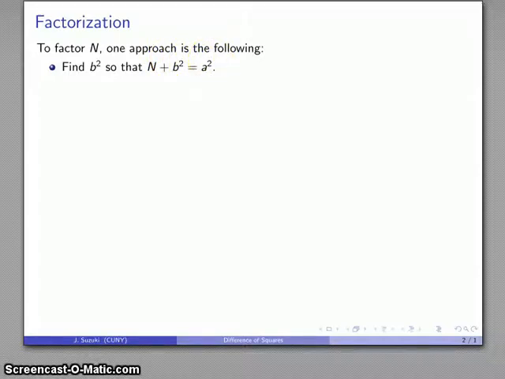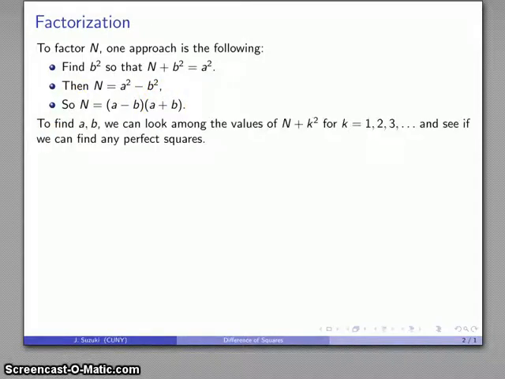And why is that useful? Well, I can rearrange things, n is going to be the difference of two squares, and the difference of squares factors, and so here is a factorization, a minus b times a plus b, whose product is equal to n. And so I want to find a and b, and the efficient way of looking for what those are is I can look at the values of n plus a perfect square and see if any of those are also perfect squares.